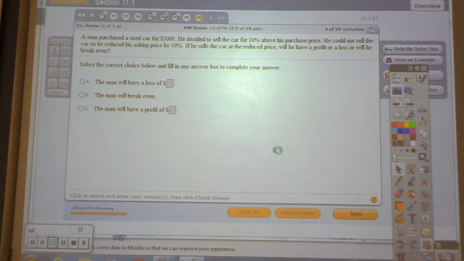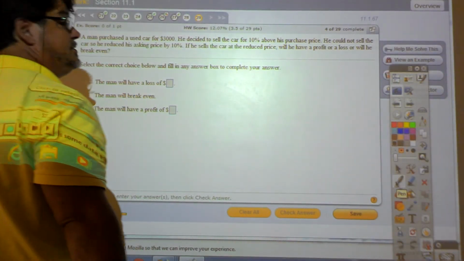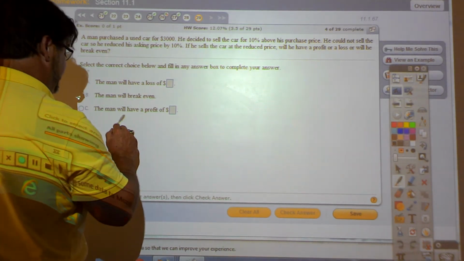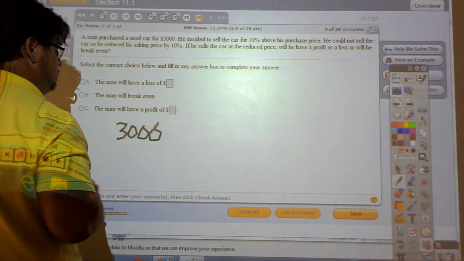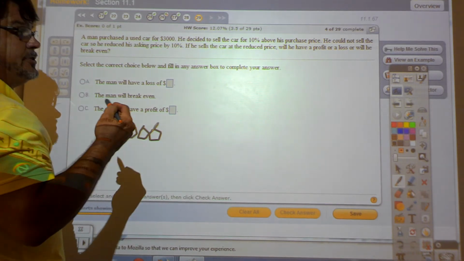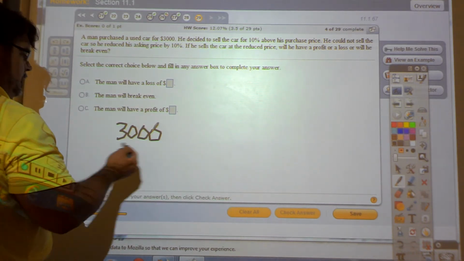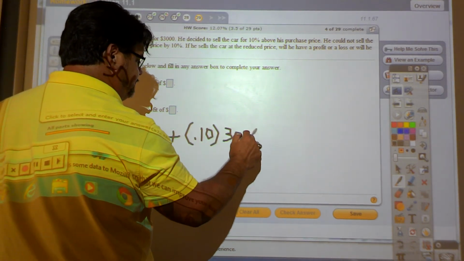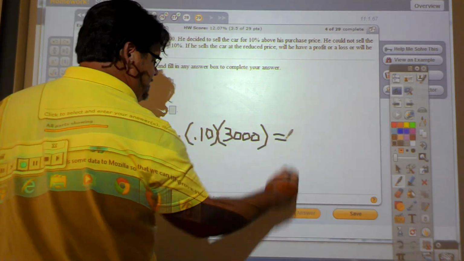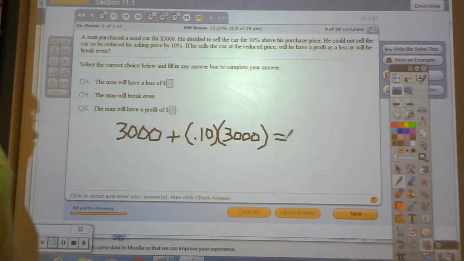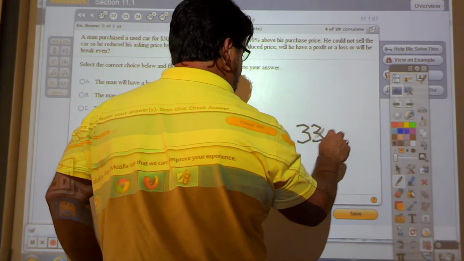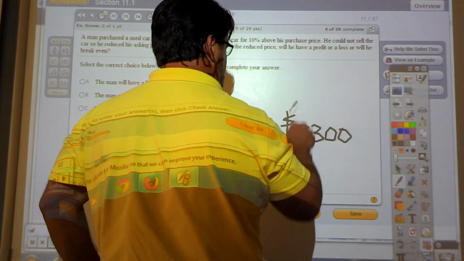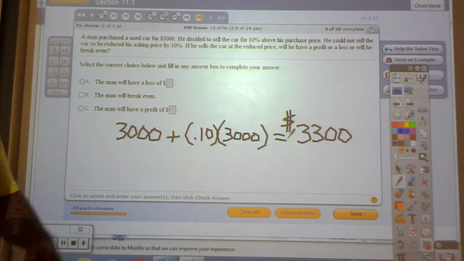All right, so he buys it for $3,000. I have to write this one out because y'all don't believe me. Students don't. And he sells it for 10% above, so plus 10% times 3,000. And that's equal to what, 3,300? So he puts a sticker on that car and says, I'm on for sale, $3,300.